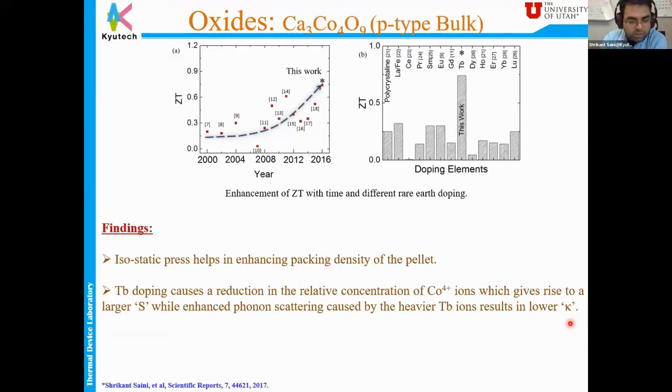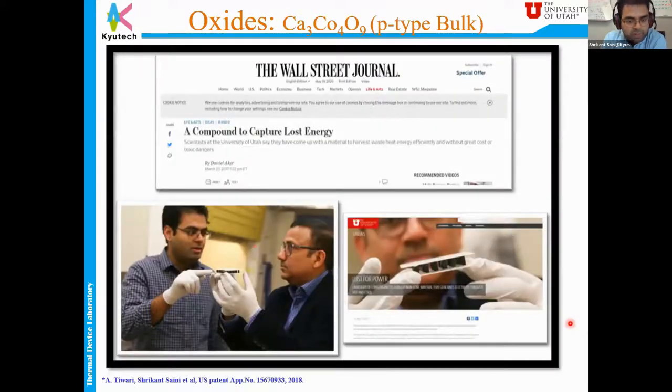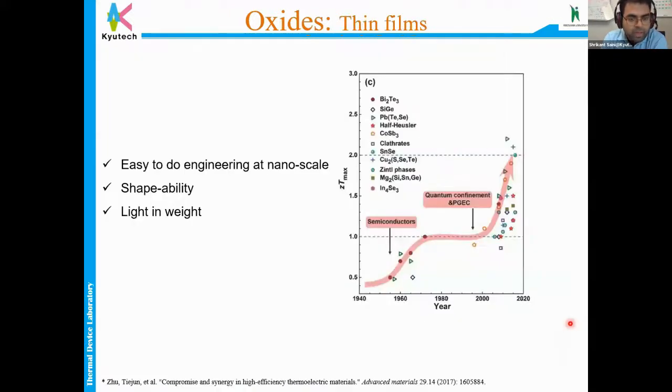The work was covered by different media. This is one example from the Wall Street Journal. I was working in the US at that time. We made a module as well, and I do not remember the exact number, but the performance was very good in this case. It was using only the single p-type leg. We made the module, and so that was about the bulk material.